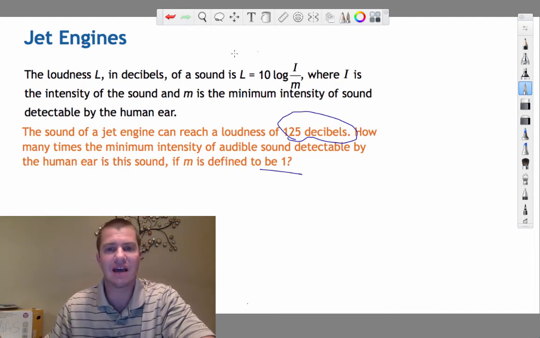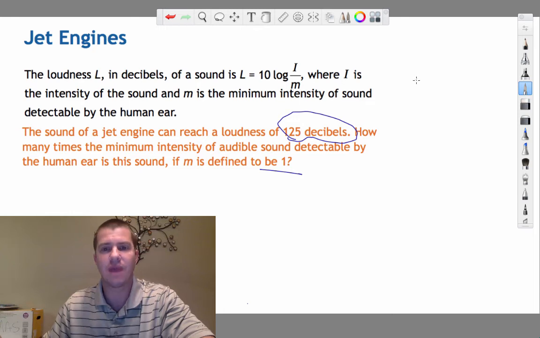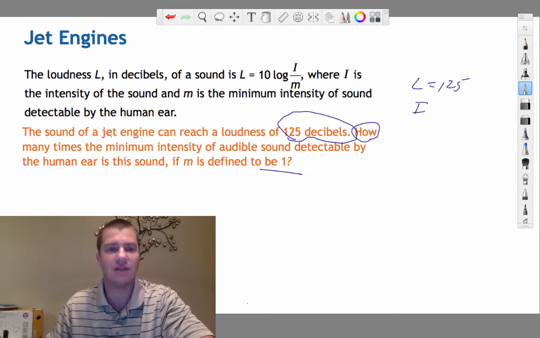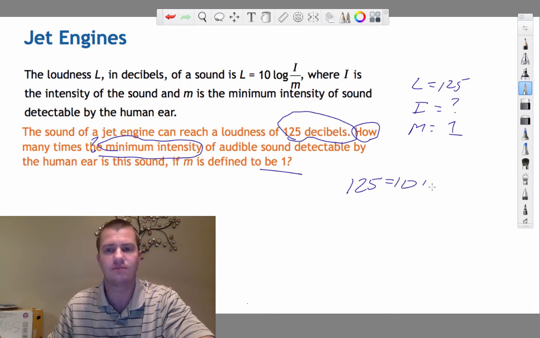So in this, out of all these variables, L, I, and M, I'm given the L, which is 125. I need to find the I because it says how many times is the minimum intensity. That's my question. That's what I don't know. And I'm given the M, which is 1. So plug it in. 125 equals 10 log of I divided by 1. Well, that's just going to be I. And I need to solve. So I'm going to divide by 10 first. And so I get 12.5 is equal to log of I.